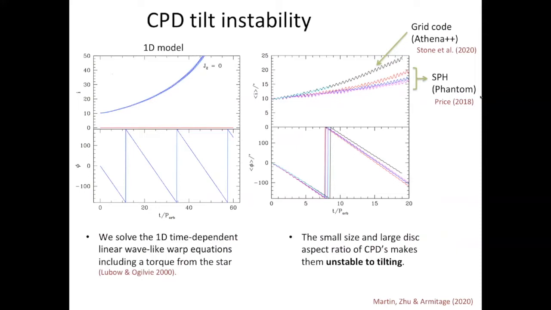This 1D model assumes a fixed surface density profile. So in order to allow the surface density to evolve in time, we need to use 3-dimensional hydrodynamical simulations. So on the right, I show you some examples of these with both a grid code and with SPH. And the upper 2 lines show Athena++ simulations, while the lower 3 show Phantom simulations.